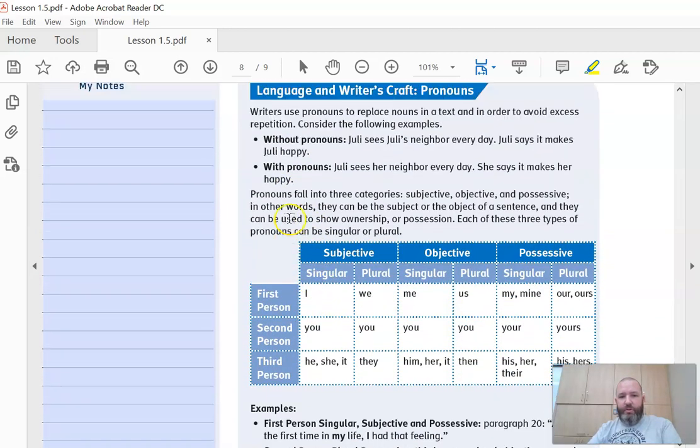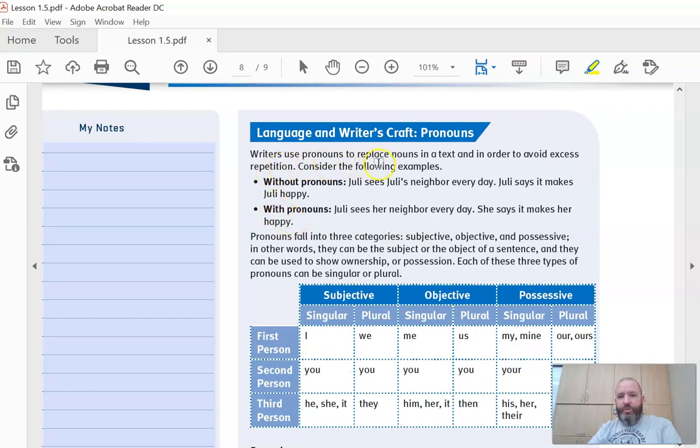It says writers use pronouns to replace nouns in a text in order to avoid excess repetition. Consider the following examples. Okay, so this is without pronouns. Julie sees Julie's neighbor every day. Julie says it makes Julie happy. If you wrote that way, people would think you were a robot or crazy, so we automatically use pronouns in our lives. Okay, so Julie sees her neighbor every day. She says it makes her happy. So those pronouns would be her, she, and her again.